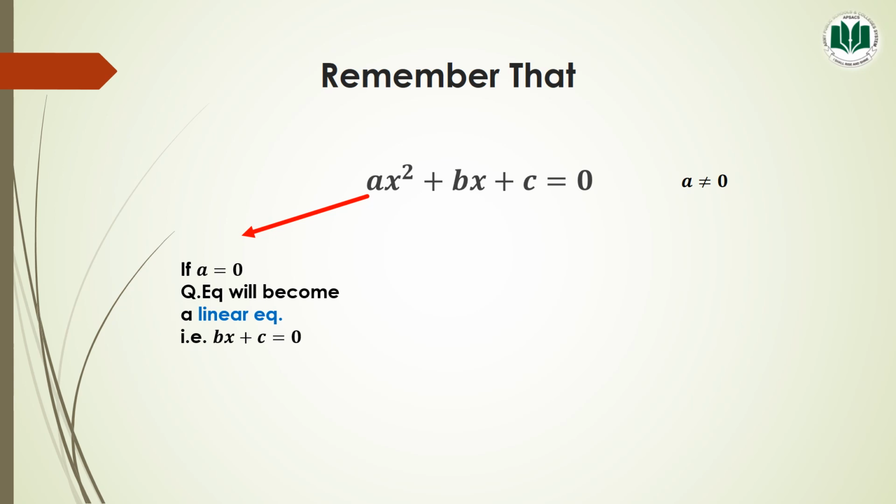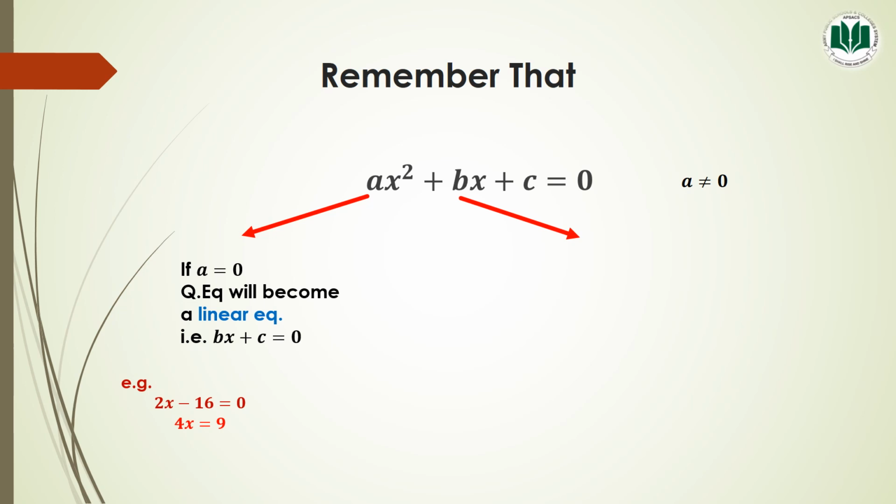For example, if a will be 0, then equations will become 2x minus 16 is equals to 0 and 4x is equals to 9. These are not quadratic but linear equations. But your first equation 2x minus 16 is equals to 0 is in the standard form and 4x is equals to 9 is not.